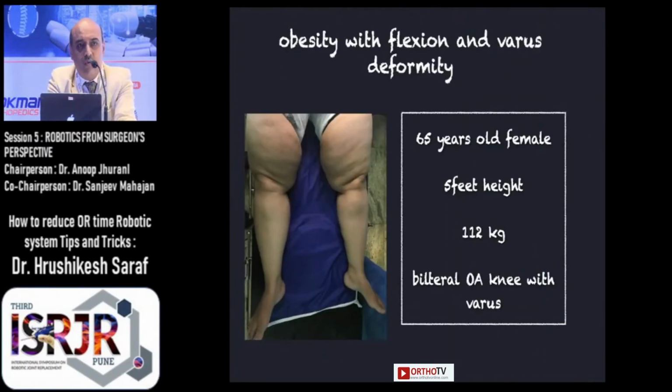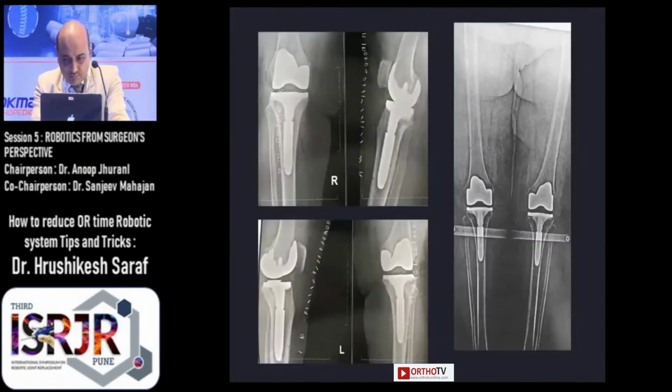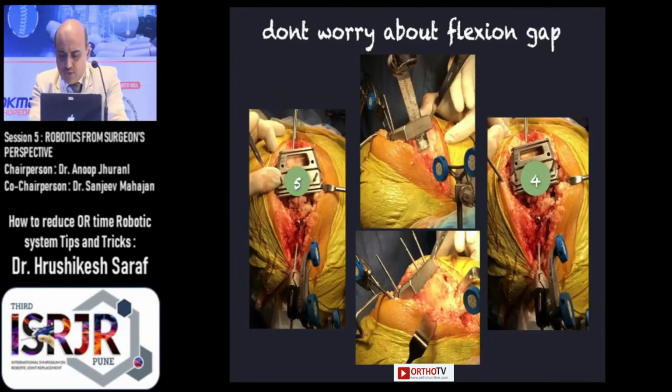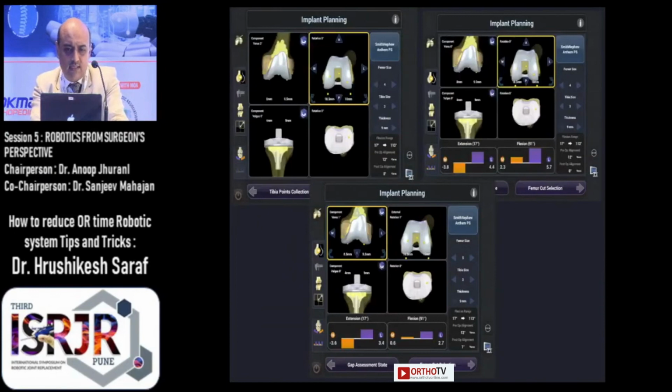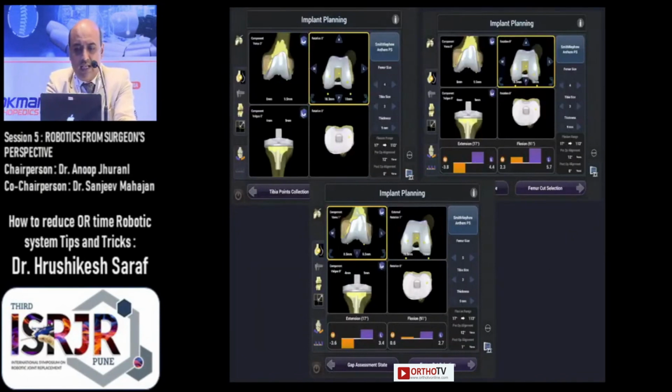When you use your system regularly for each and every case, you will be more confident, you will spend less time in balancing technique. Now, I will show you this case. See, 65-year-old female, 5 feet height, 112 kg weight. The screen shows that there is laxity present in flexion, and there is tightness on the medial side in extension.